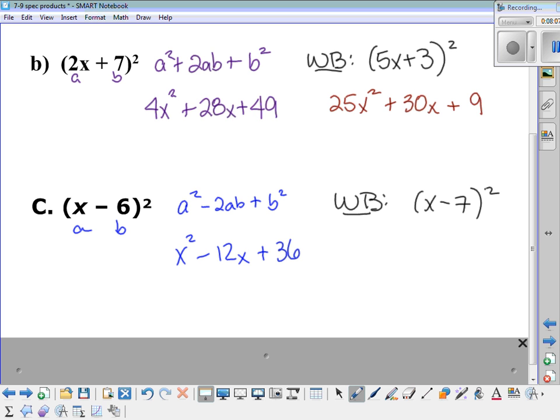Yep. All right, looks like most of you are getting it. You square the x, you got an x squared. You square the 7, you got a positive 49. And then negative 7 times x, if you double it, is negative 14x.